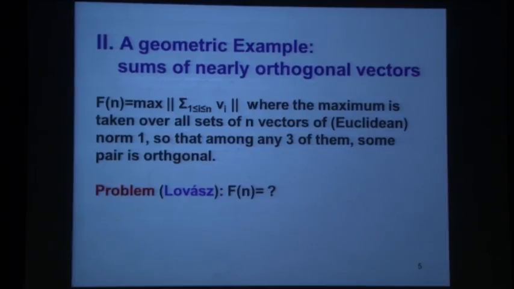So we want all of them to kind of point in the same direction, but they are nearly orthogonal in the sense that among any three of them, in this example, some two are orthogonal, right? If they were pairwise orthogonal, then it's just n orthogonal unit vectors, and the norm of the sum is square root n. And the question is, can it be much bigger, or how big can it be if they are nearly orthogonal in the sense that is written here? This was a question suggested by Lovász. So we want to estimate or to determine this f of n.